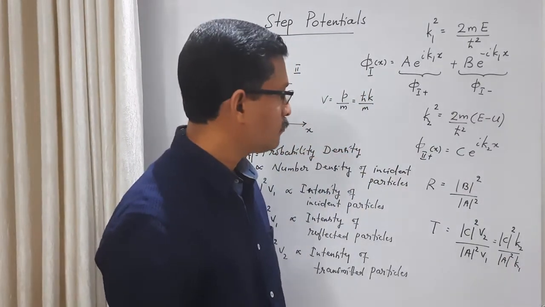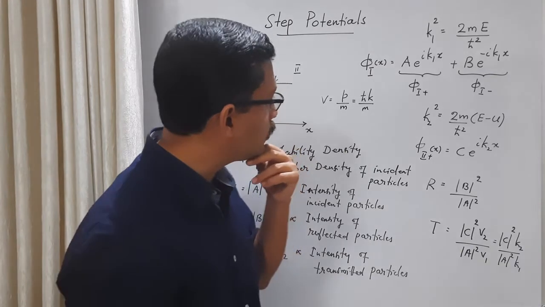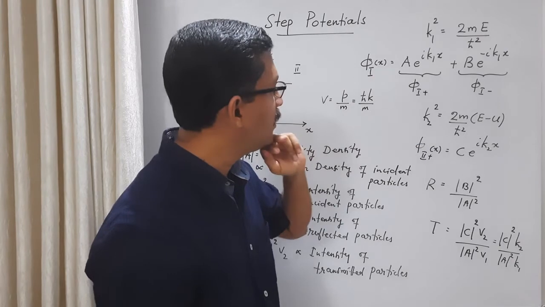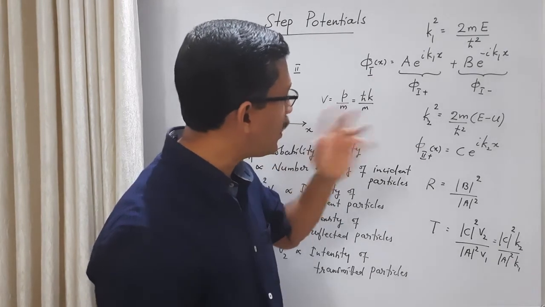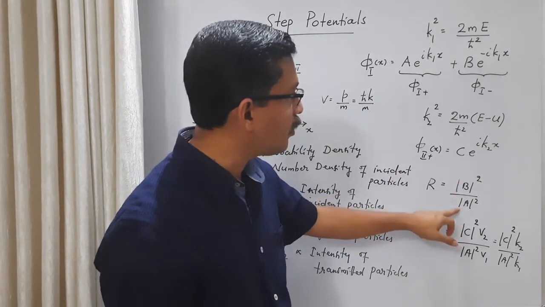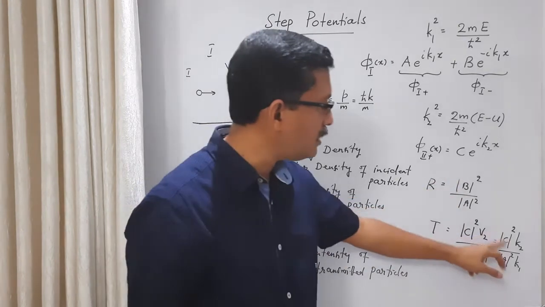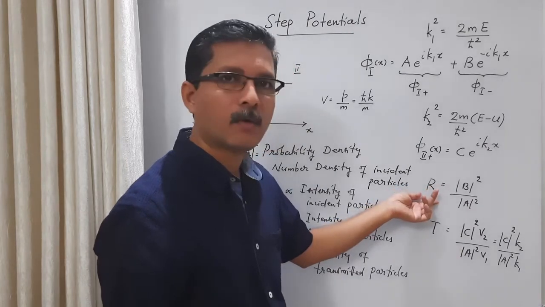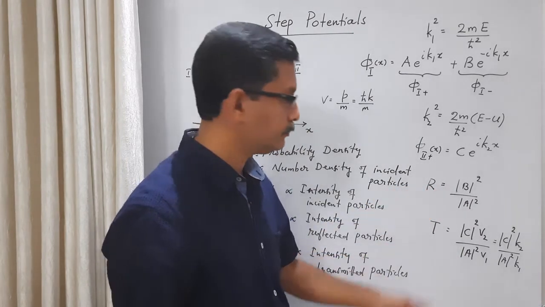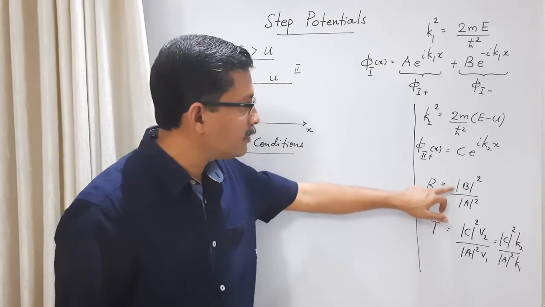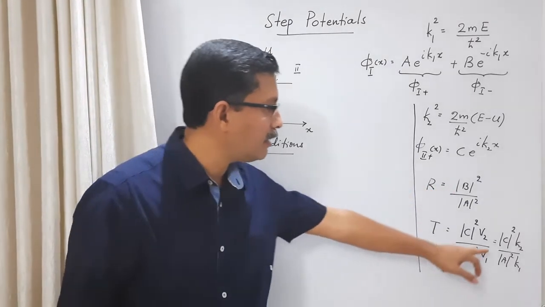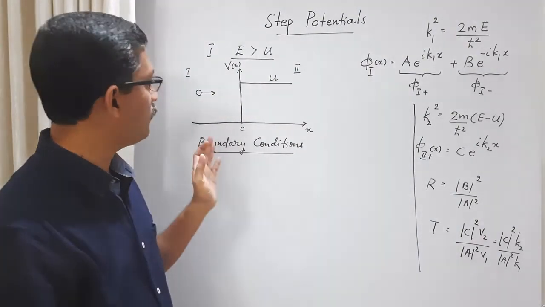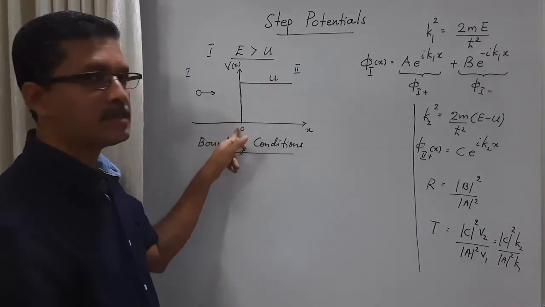Okay. Now what we have to do is, from these two wave functions, find a relationship between these coefficients d and a, and also c and a. Then from that we can calculate this reflection probability and transmission probability. In order to get the relationship between these coefficients, let us apply boundary conditions. There is only one boundary here between the two regions, at x equal to 0.